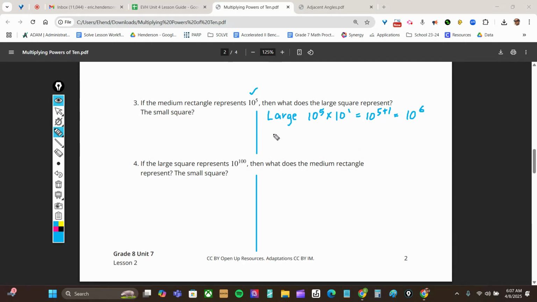Okay, and then for the small, it's going to be 10 to the fifth divided by 10 to the first, which is 10 to the fifth minus 1, which is going to equal 10 to the fourth for the small. Alright, go ahead and add that to your notes.